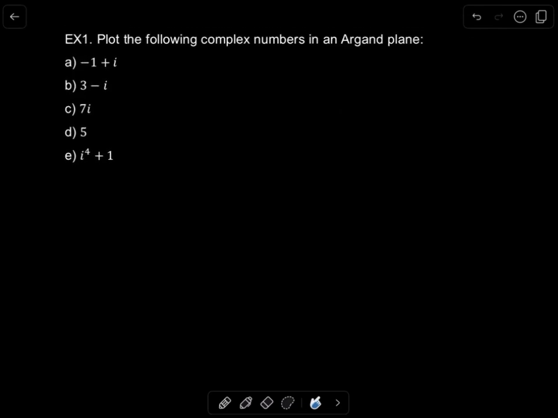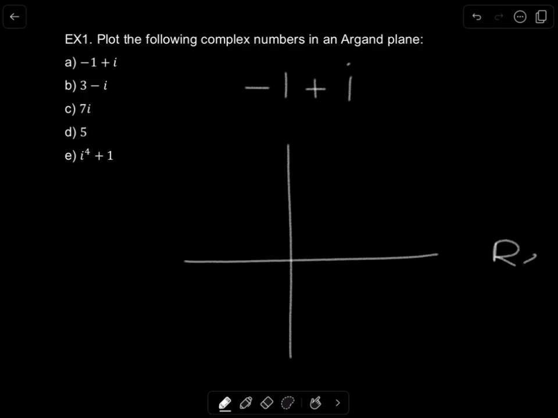So exercise 1. I want you to plot the following complex numbers in an argand plane. Let's go for the first one. The first one is -1 plus i. Let's draw our argand plane, basically a Cartesian plane. Here we're going to have the real numbers, I'll represent that with Re. And here we're going to have the imaginary numbers. On my y-axis, that's going to be Im.